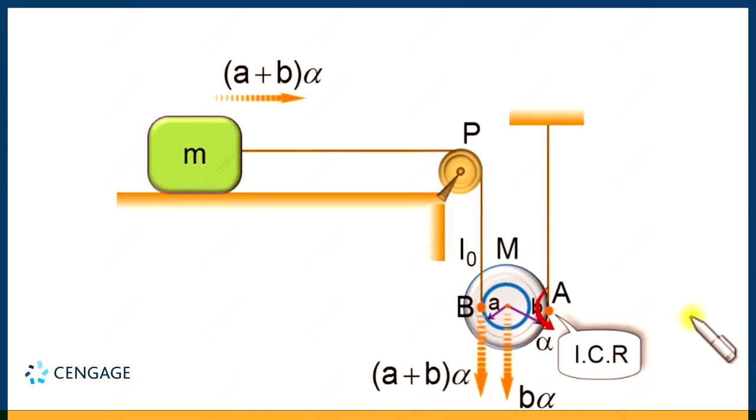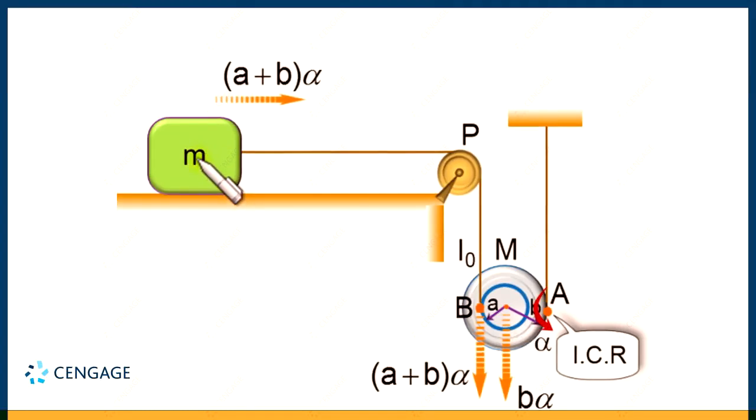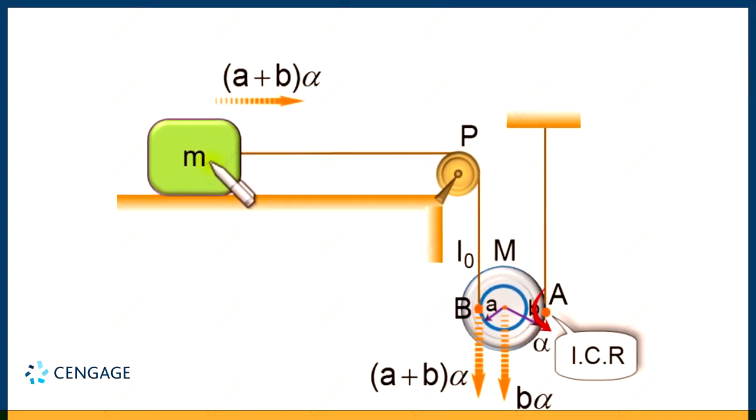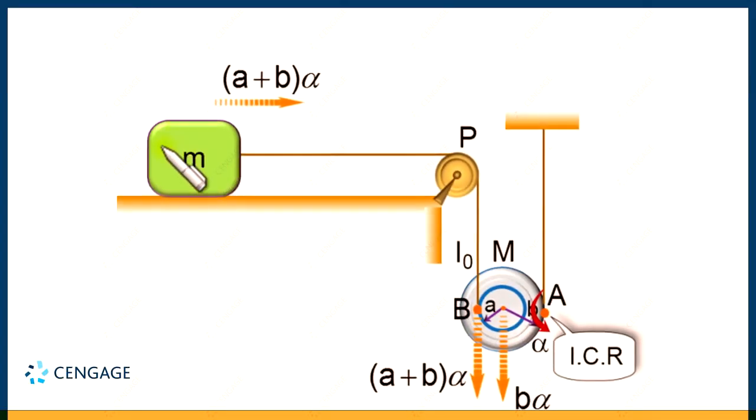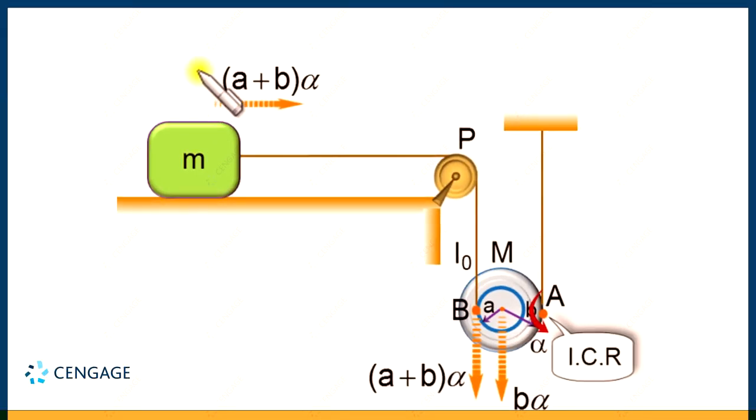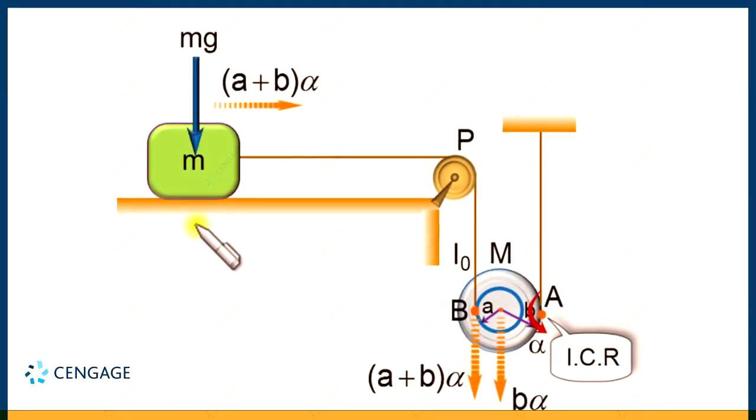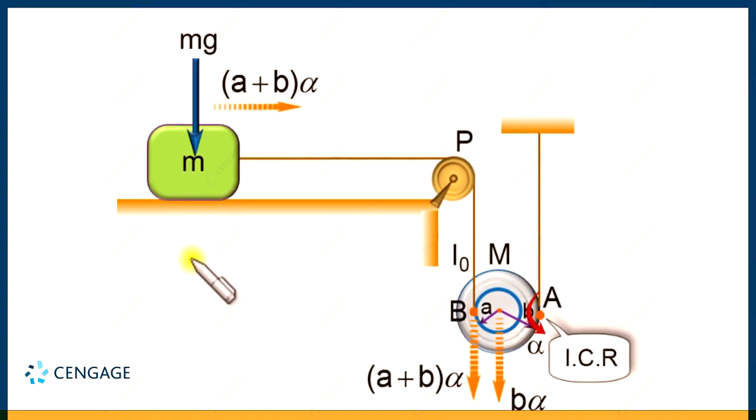Now let us move to the free body diagram. First we consider the free body diagram of the block. The block will have three forces: the weight mg in the downward direction, and the normal reaction applied by the table on the block in the upward direction. Normal reaction is a pushing force, that's why it is acting toward the object.